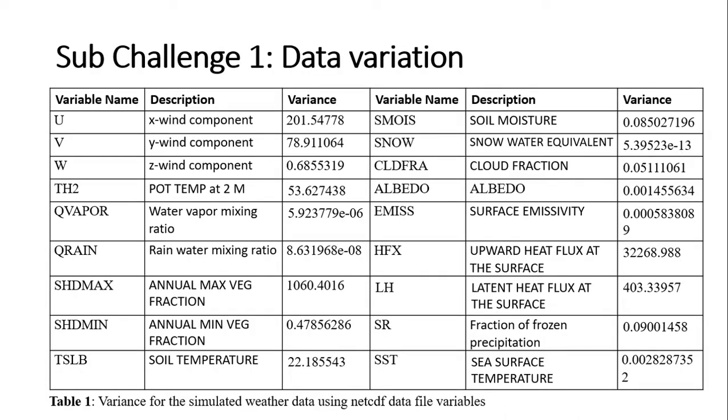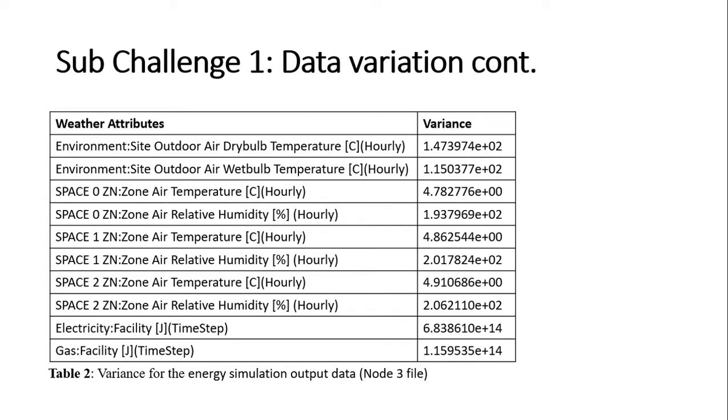For the first question, which entails identifying interesting variations, we try to identify the variance, which is one of the measures of data variation. Table 1 shows some of the interesting variance for the simulated weather data. Likewise, Table 2 illustrates some of the interesting variance for one of the Node 3 files for energy simulation output data.